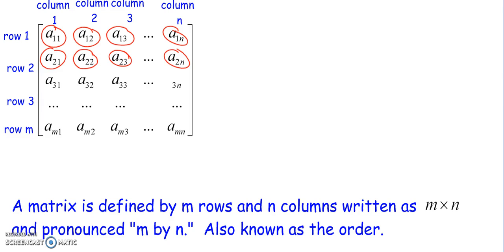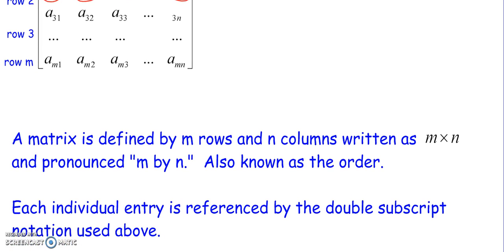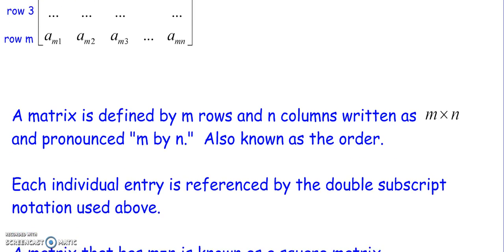Because there are m amount of rows and n amount of columns, it would be considered an m by n matrix. M as in matrix, n as in Nancy. M by n. So matrices are defined by the number of rows they have, followed by the number of columns they have. If you have 3 rows and 2 columns, that would be a 3 by 2 matrix. That is known as the order of the matrix, and we're going to talk about that on the very next slide.